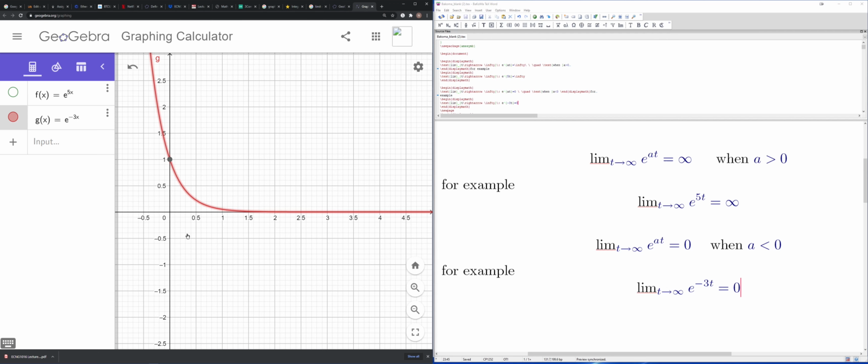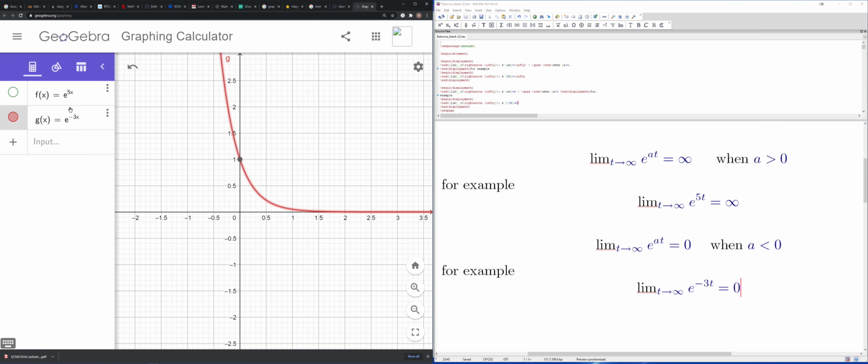What I want you to get out of this is that if I take the limit of this function as x heads to plus infinity, the function values are dropping, so you go to 0. That is what this is saying: if you have an exponential where the coefficient in front of the t is negative, then the limit as you head towards infinity is going to be 0. It's the same situation as across here. For a specific case, if a is equal to minus 3, then the limit of e to the minus 3t as t goes to infinity is equal to 0.